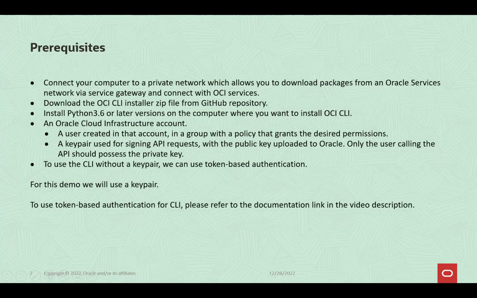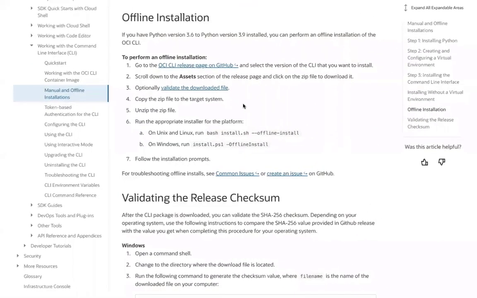Here are the prerequisites for OCI CLI installation. Let's first visit the official OCI documentation and see what is in there. If you have Python version between 3.6 to 3.9 installed, you can perform an offline installation of the OCI CLI. Here are the steps to perform an offline installation.